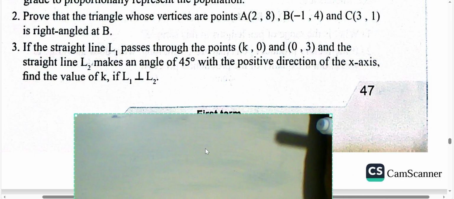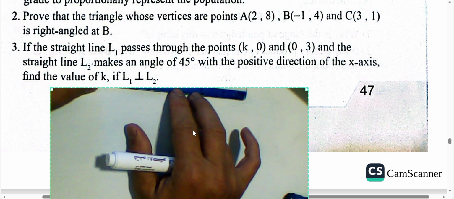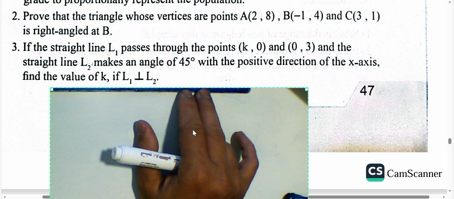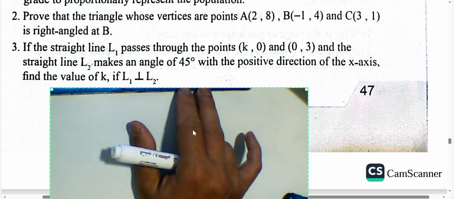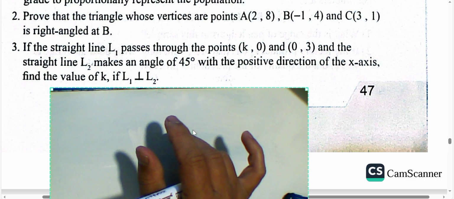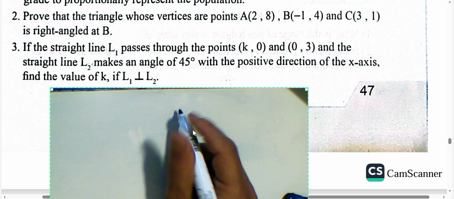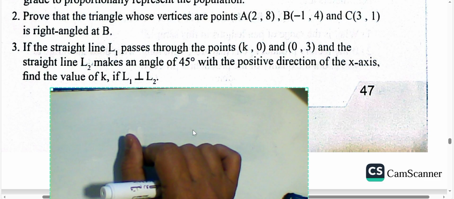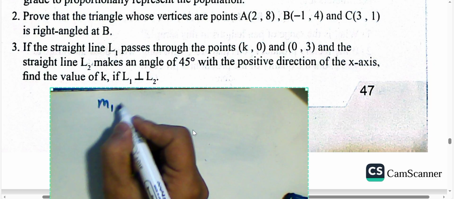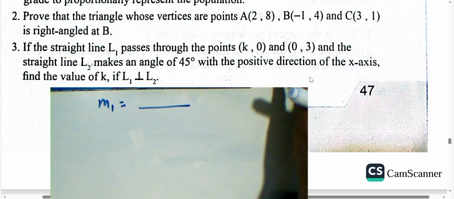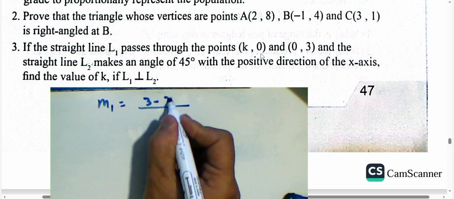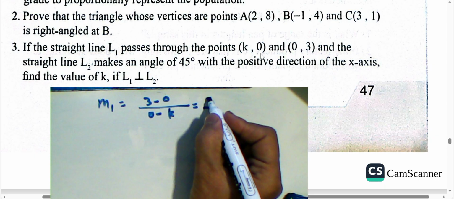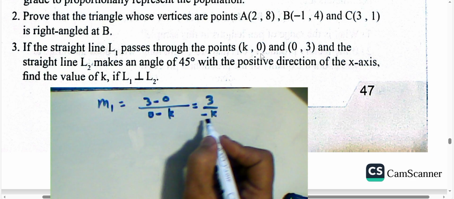Number 3, the straight line L1 passes through 2 points, and the straight line L2 makes an angle of 45 degrees with the positive direction of the x-axis. Find the value of K if L1 is perpendicular to L2. Since L1 is perpendicular to L2, slope 1 multiplied by slope 2 equals negative 1. First we find slope 1: 3 minus 0 over 0 minus K. 3 minus 0 equals 3, and 0 minus K is negative K. That is slope 1.